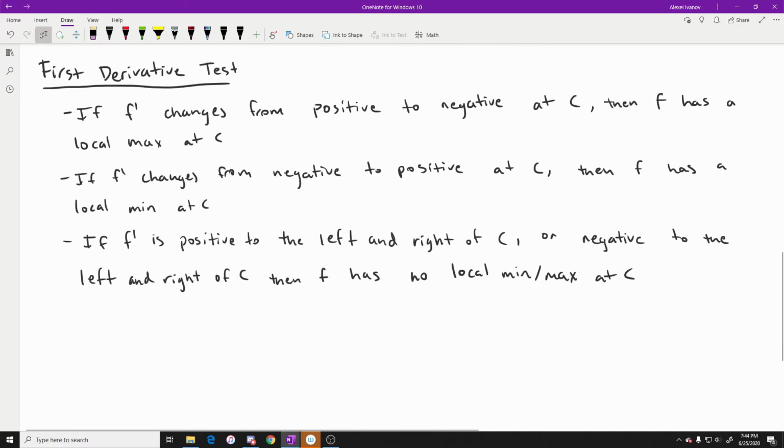And the last point is that if f prime is positive to the left and right of c, or it's negative to the left and right of c, then f has no local min or max at c. So we can see that the difference between the first derivative test and the increasing or decreasing criteria that we learned before is that the first derivative test checks to see where the local min or local max are, as opposed to finding intervals of increase or decrease.